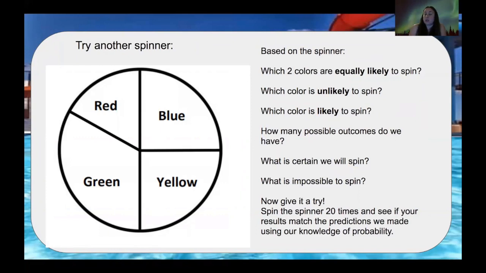All right, so you should have answered those questions, and now we're going to check our work. So which two colors are equally likely to spin? Well, I see blue and yellow are exactly the same size. So blue and yellow are equally likely.